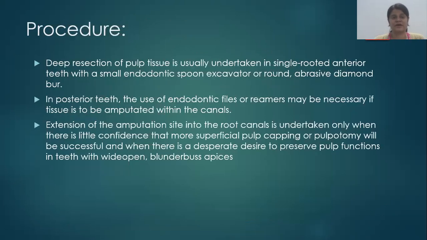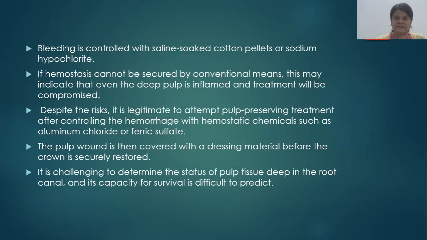So what is the procedure to carry out apexogenesis? Any deep resection of the pulp tissue is usually undertaken in a single anterior tooth with a small endodontic spoon excavator or a round abrasive diamond bur. In posterior teeth, endodontic files or reamers can be used if necessary to amputate the tissue within the canals. Extension of the amputation site into the root canal is undertaken only when there is little confidence that more superficial pulp capping or pulpotomy will be successful, when there is a desperate desire to preserve the pulp function in teeth with wide open blunderbuss apices.